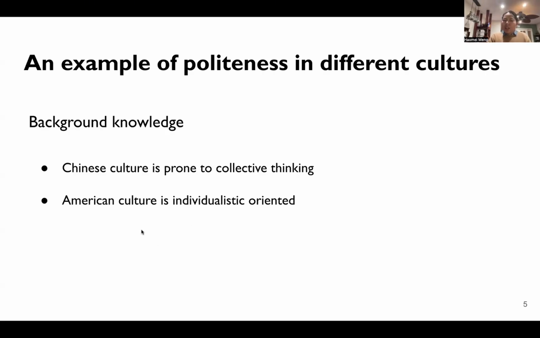In contrast, American culture tends to be individualistic oriented. They focus more on what I want, what I need, not so much attentive to the surrounding or others' intention.